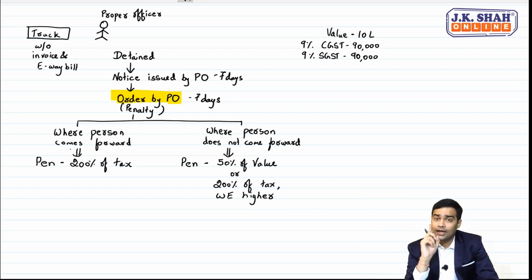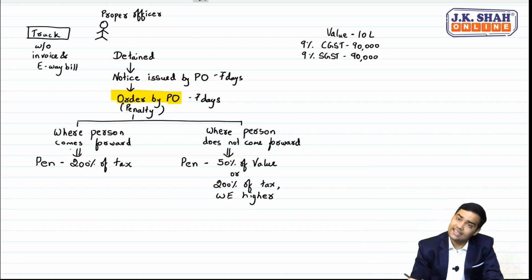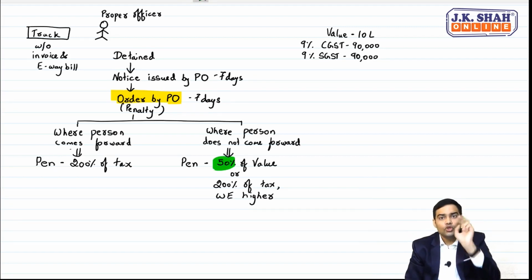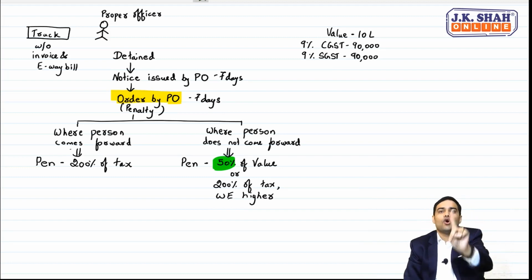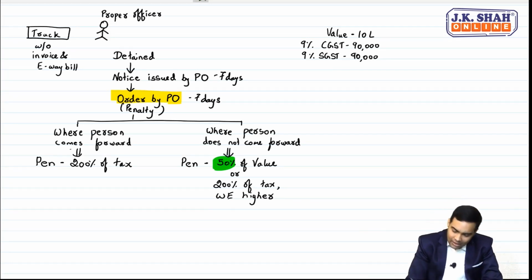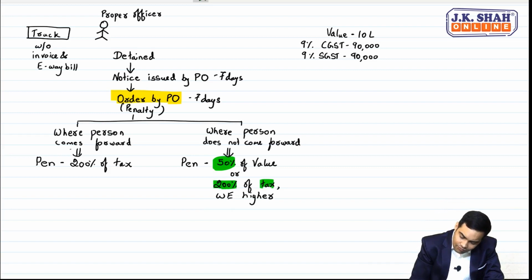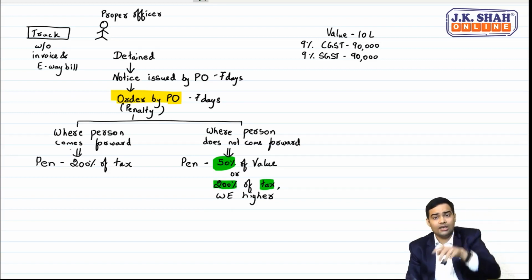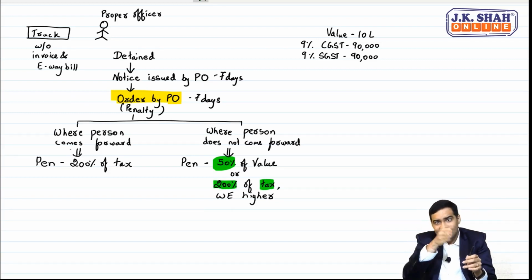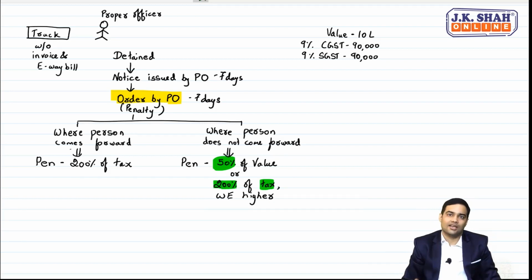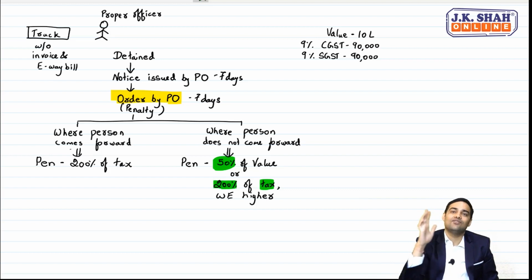Now we are reading Section 129 of the CGST Act. Let me tell you one thing and then I will prove it. 50% of value, you will have to double it for IGST. But 200% of tax, you will not double because tax already gets doubled.